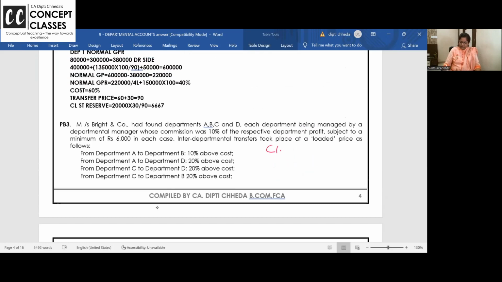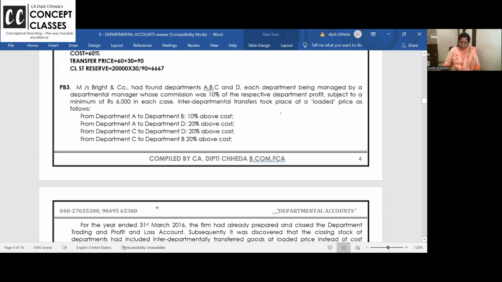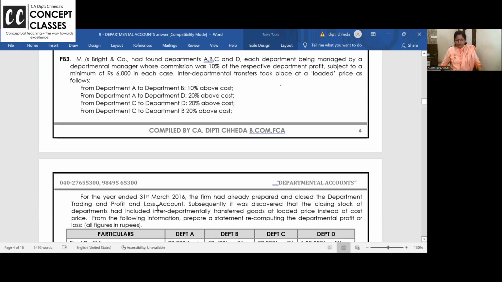Okay? Let's go. Bright and Co. This problem is there in the institute study material also. If you want, I will explain a second time from there. Right now I am explaining from my material. Department A is sending to B, A is sending to D. C is sending to D, C is sending to B. All are above cost. If I am sending 10% above cost, what will be the equation? Tell me. 110, 110. Is it understood?